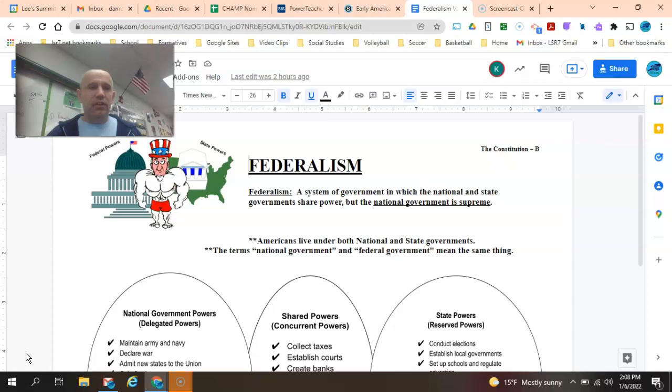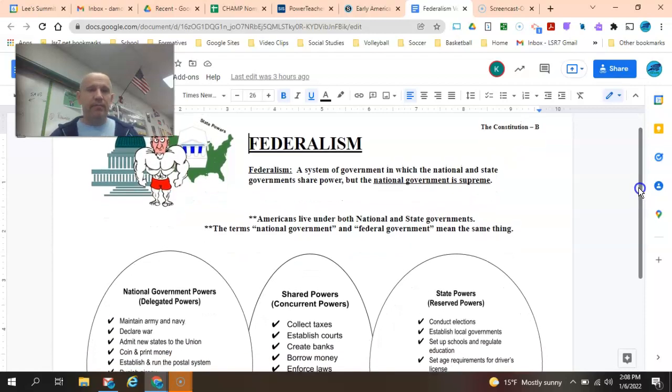Today's lesson is on federalism. Now, federalism is one of our 7 principles of government. It's one of our 7 building blocks that's kind of embedded within our Constitution. And if we look here at this diagram, federalism is a system of government in which the national and state governments share power, but the national government is supreme. Now, this is opposite of what we had under the Articles of Confederation.